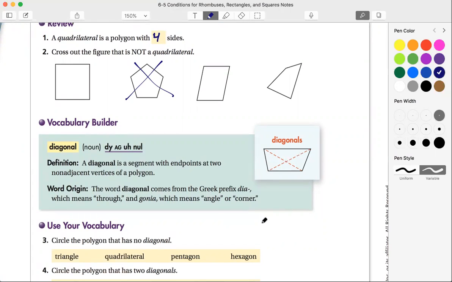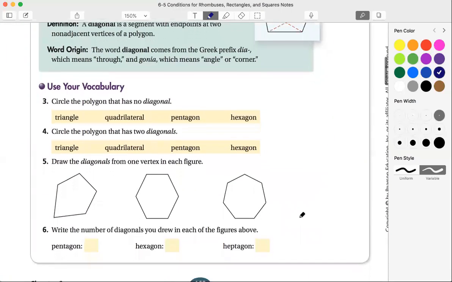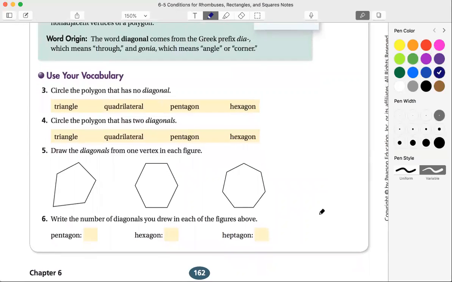The word diagonal comes from the Greek prefix di, which means through, and gonal, which means angle or corner. So circle the polygon that has no diagonal, and that would be a triangle. Circle the polygon that has 2 diagonals, a quadrilateral. Let's draw the diagonals from the following with 1 vertex.